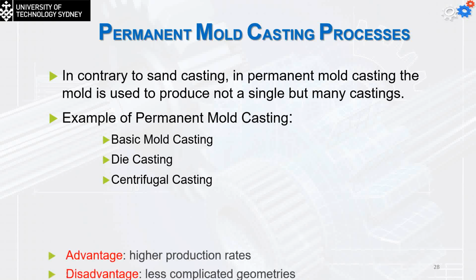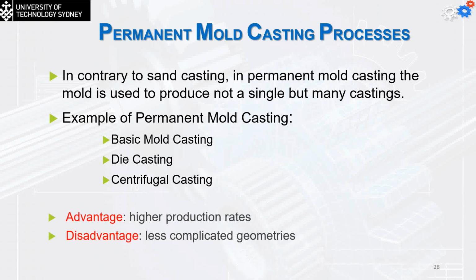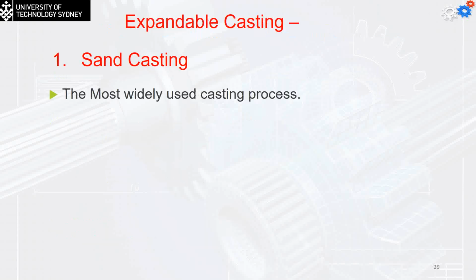So we start once again with the sand casting as an expandable casting process, the most widely used casting process, mainly because of the complicated shapes we can make. Nearly all the alloys, whatever the temperature is going to be, we can use the sand casting. It can cast metal with a high melting temperature, such as steel, nickel, and titanium, because the mold material can stand a very high temperature.